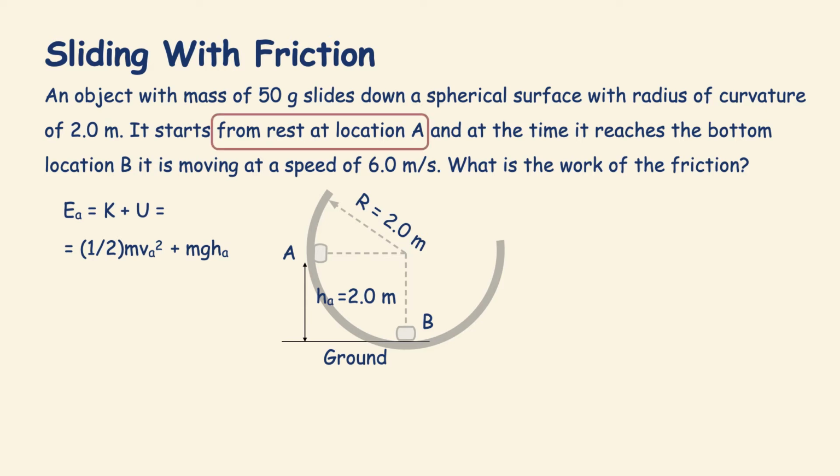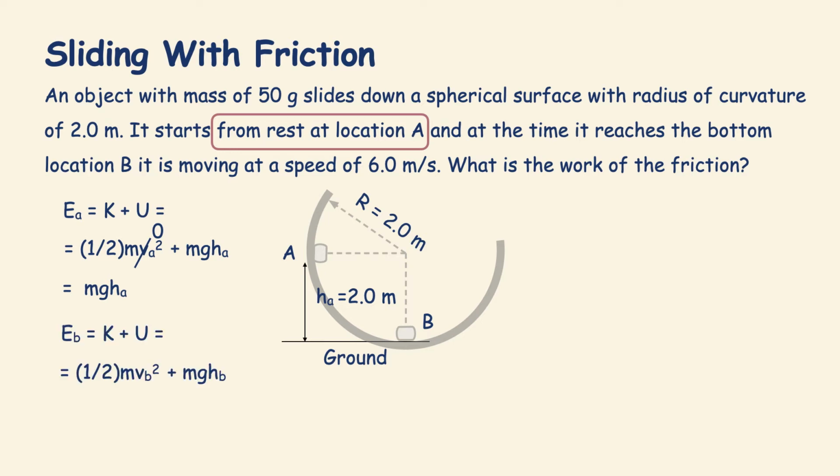Now here, let's remember that the problem tells us that the object starts from rest at location A, which means that I can set v_A equal to 0, and I can see that the total mechanical energy will be equal to the potential energy with which I started at location A, mgh.